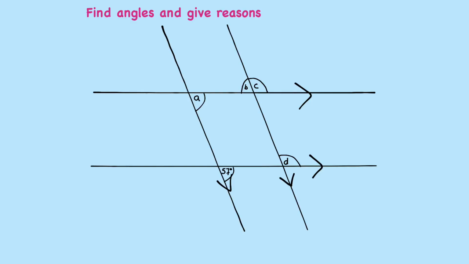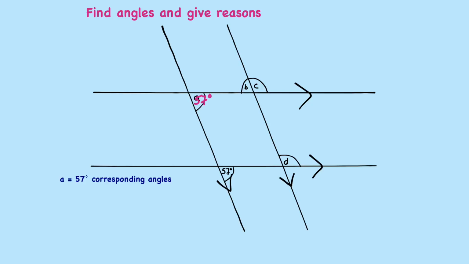So let's have a look for A first of all. Now I can see straight away that A is in an F shape with 57. Let's just draw that to show you. There's an F shape there. So these two angles are the same, therefore A is 57. Now we find that A is 57, so I'm going to write that in.